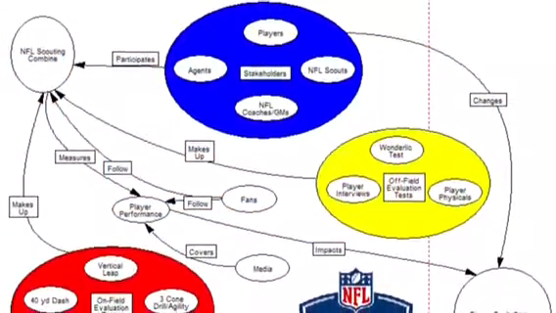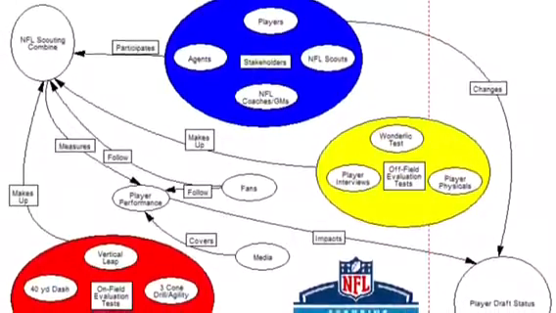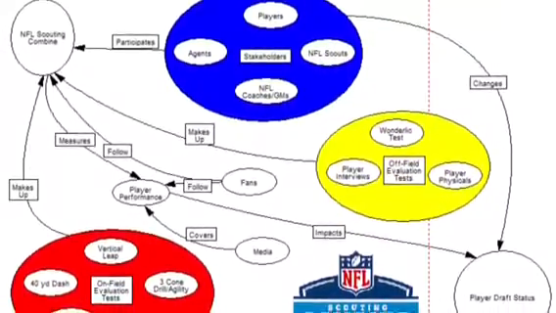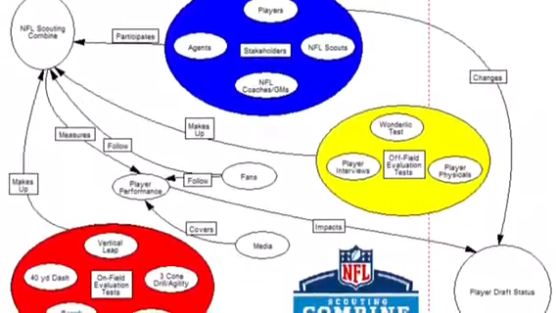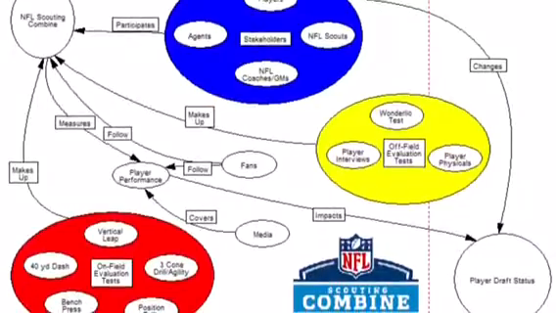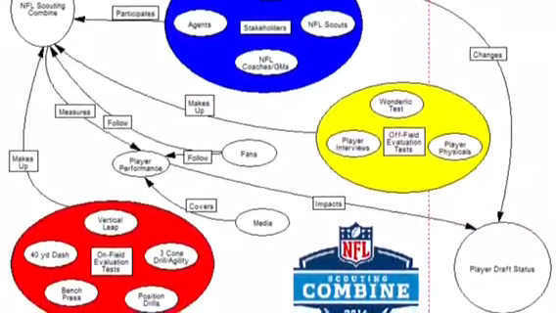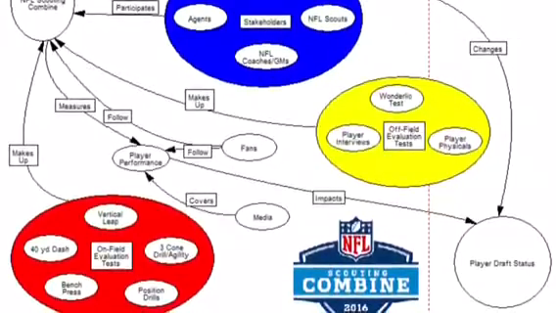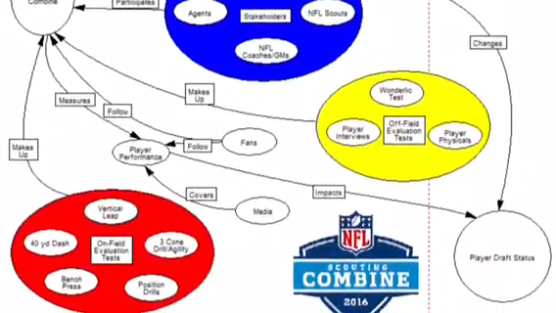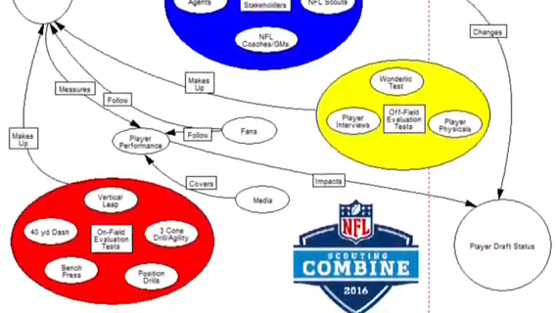Systemogram. My systemogram begins in the top left corner with the NFL Scouting Combine, which is our system of interest. It also contains 3 containment nodes of stakeholders, off-field evaluation tests, and on-field evaluation tests. It shows the relationship between these 3 containment nodes as well as other nodes like media, fans, and player performance. In the bottom right corner is the yield, which is player draft status, which is the ultimate goal of the NFL Combine.